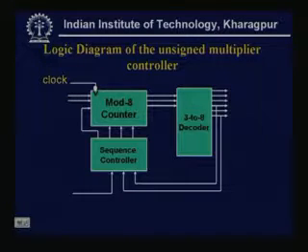The key element of the implementation is the sequence controller. So, the controller consists of one mod 8 counter, one sequence controller, and one 3 to 8 decoder. This is the whole logic circuit.